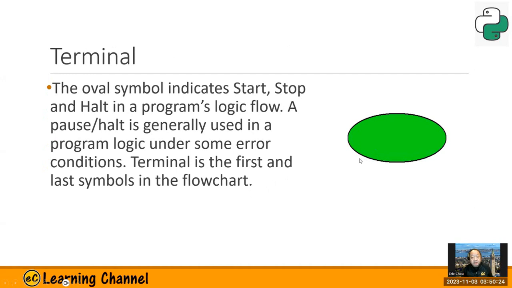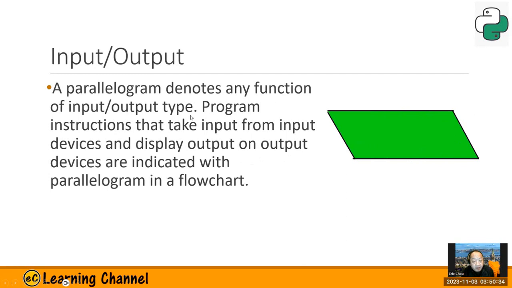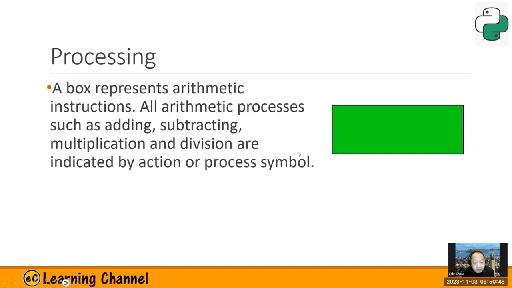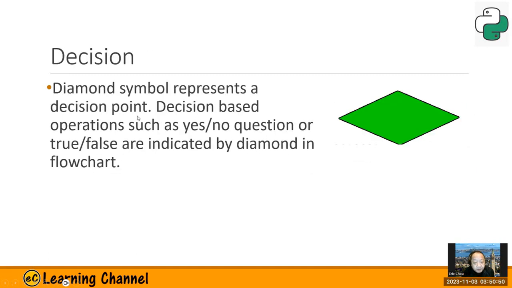So terminal is an oval shape or rounded rectangle. And I personally, most of the time, use a rounded rectangle. And input output uses a parallelogram to denote any function of the input output type. And processing, you use a rectangle. And decision, you use a diamond shape. And usually for this one, you provide a yes or no, true or false route.